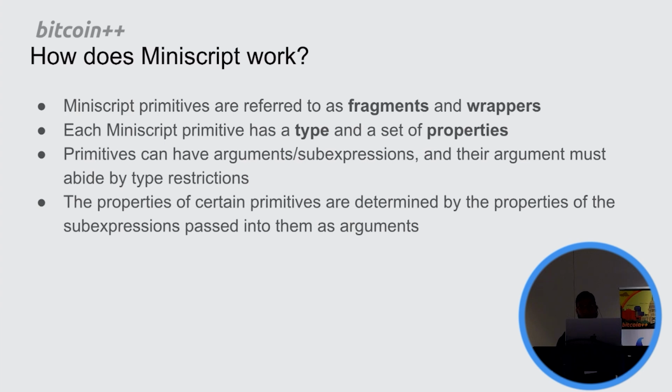So to define some basic terms, I use the phrase Miniscript primitives. They're referred to as fragments and wrappers, these two classifications of Miniscript primitives. Each Miniscript primitive has a type and a set of properties. Primitives can have arguments or subexpressions, and the arguments must abide by type restrictions depending on the fragment you're using. And the properties of certain primitives are determined by the properties of the subexpressions passed into them as arguments. And we can look at that as well.